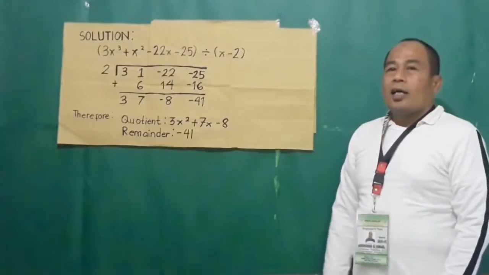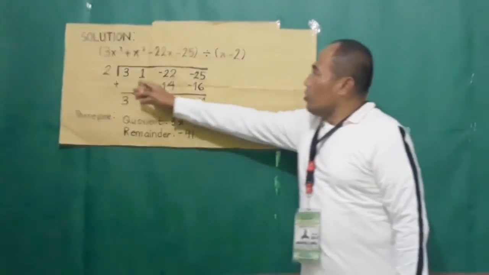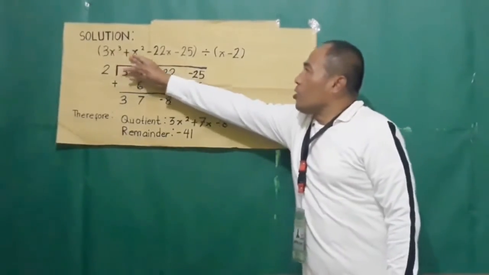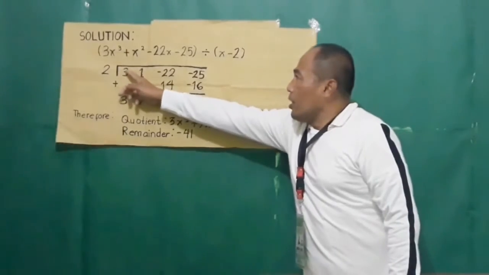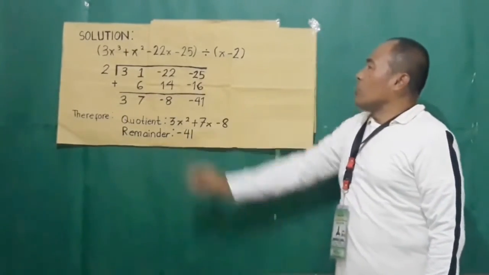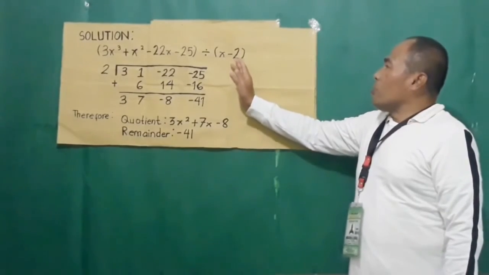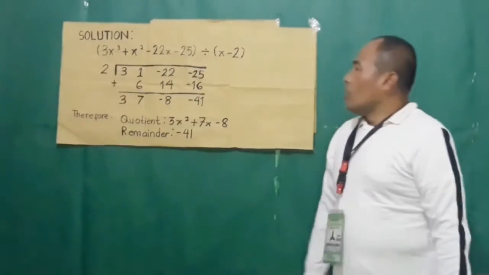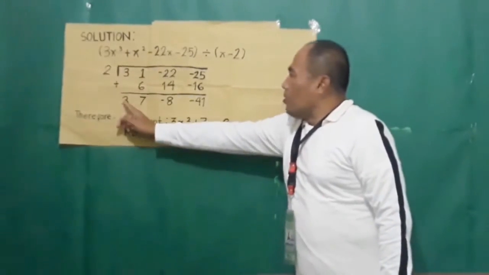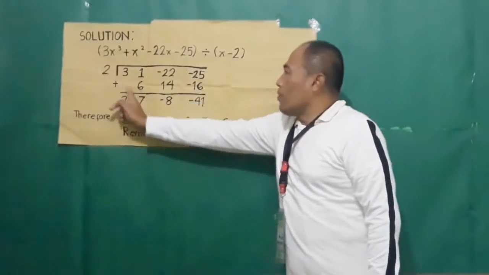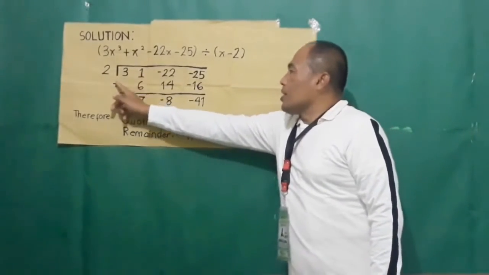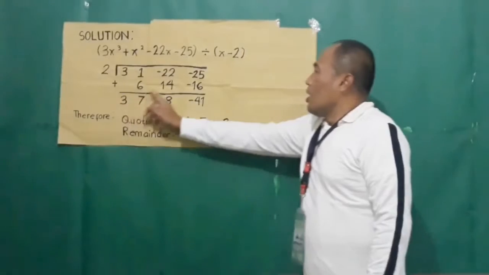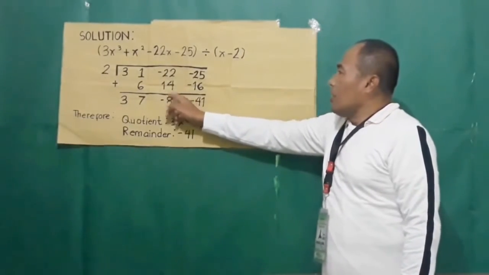Applying synthetic division, you first write the numerical coefficients of this polynomial. So 3, 1, negative 22, negative 25. Then the x minus 2, you write as the synthetic divisor, that is 2. Next, bring down this 3. 3 times 2, the product is 6. 1 plus 6 is equivalent to 7. 7 times 2, the product is positive 14.